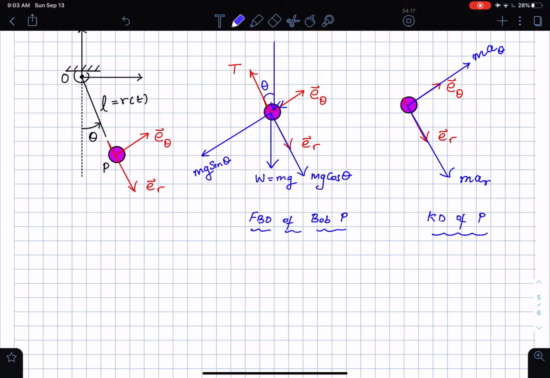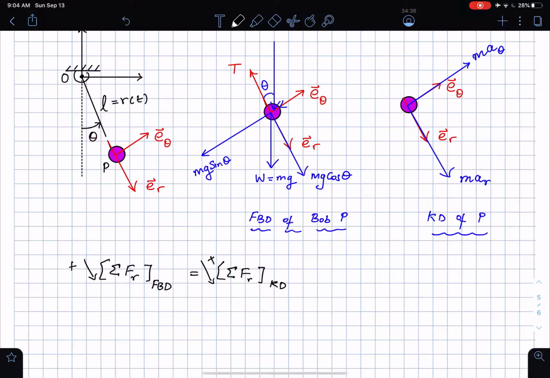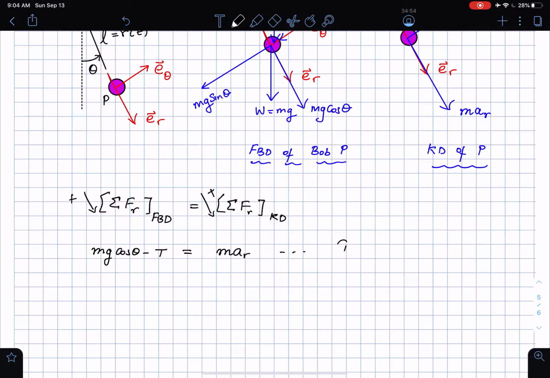Then all I have to do is the following. Start summing forces up. The sum of forces in the radial direction on the free body diagram, with this as the positive radial direction, is equal to the sum of forces in the radial direction on the kinetic diagram, with this as the positive radial direction. What are the forces? I'm going to have T, which is negative, because I'm saying things pointing down are positive. So this is going to be mg cos theta minus T is equal to m times a r. So this is equation 1.